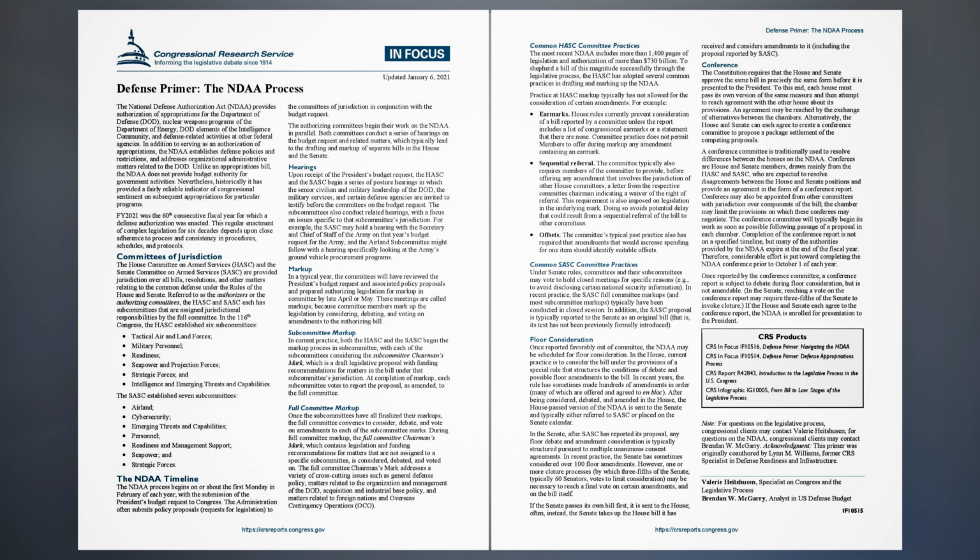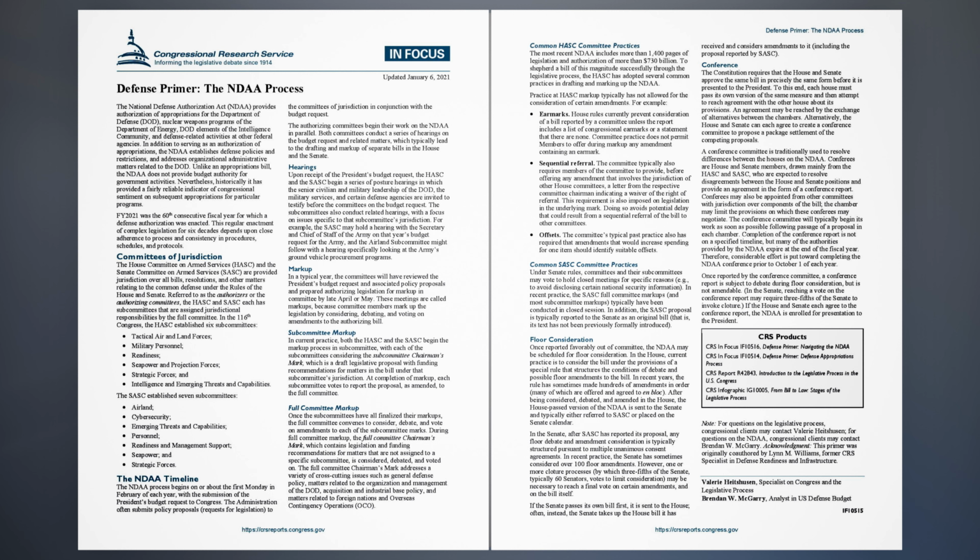Floor consideration. Once reported favorably out of committee, the NDAA may be scheduled for floor consideration. In the House, current practice is to consider the bill under the provisions of a special rule that structures the conditions of debate and possible floor amendments to the bill. In recent years, the rule has sometimes made hundreds of amendments in order, many of which are offered and agreed to en bloc. After being considered, debated, and amended in the House, the House-passed version of the NDAA is sent to the Senate and typically either referred to SASC or placed on the Senate calendar.